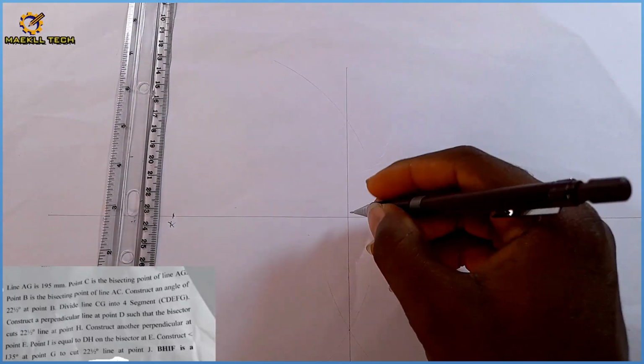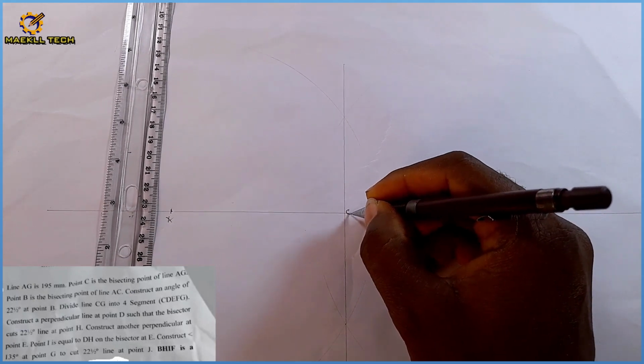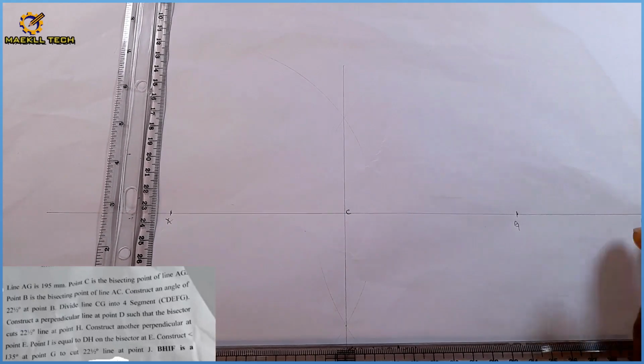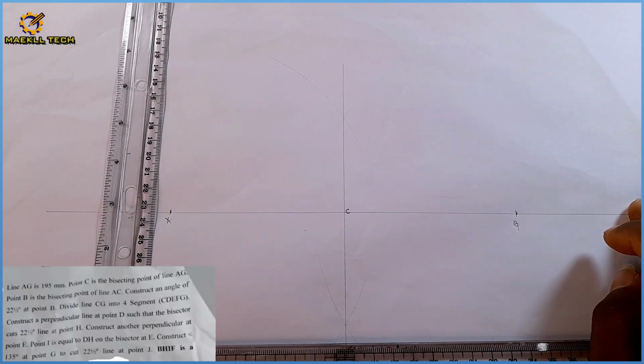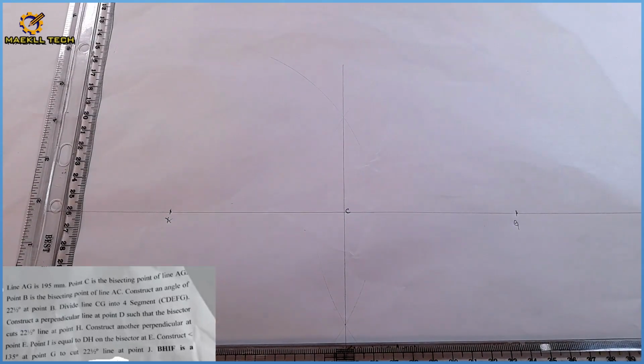I have a bisector right here. So this is mark C. The junction there is mark C, the bisecting point of the line AG. Point B is the bisecting point of AC. Point B is the bisecting point of AC.